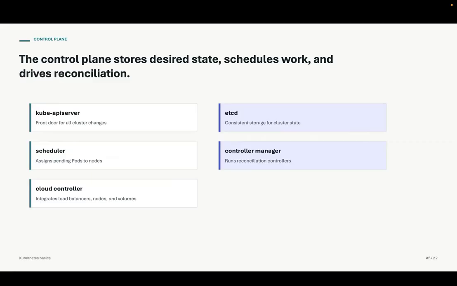etcd is the consistent storage layer for the cluster state. It stores the desired state and also the current status of the Kubernetes objects. The scheduler is responsible for assigning pending pods to the nodes. It looks at the resources, the constraints which you applied, affinity, taints, topology, and various factors before choosing which node is the best node to schedule a pod.